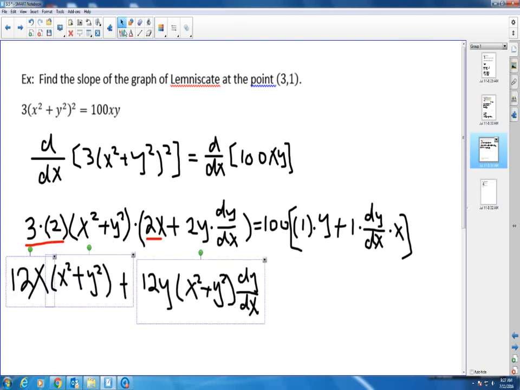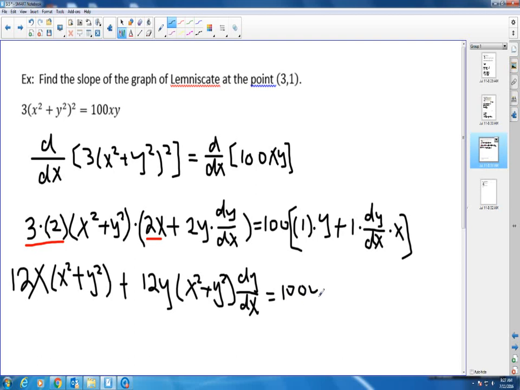You will see why we do it like this in just a minute. Equals, this is just y. 100 times y is 100y. This is just x times dy/dx. So 100 times x, that will be 100x dy/dx.